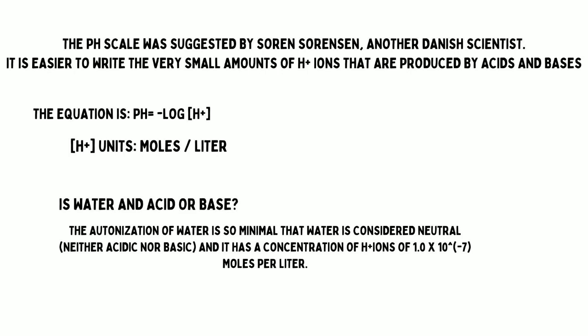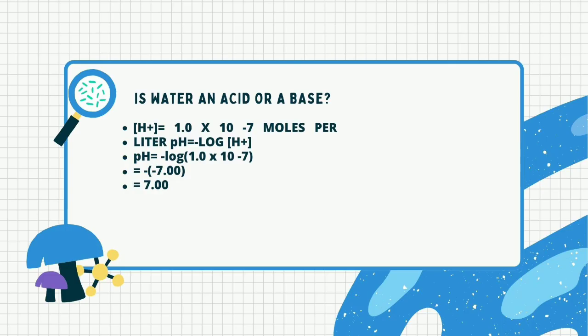The ionization of water is so minimal that water is considered neutral, neither acidic nor basic, and it has a concentration of H plus ions of 1.0 times 10 raised to the negative 7 moles per liter. So here's the formula of the water.